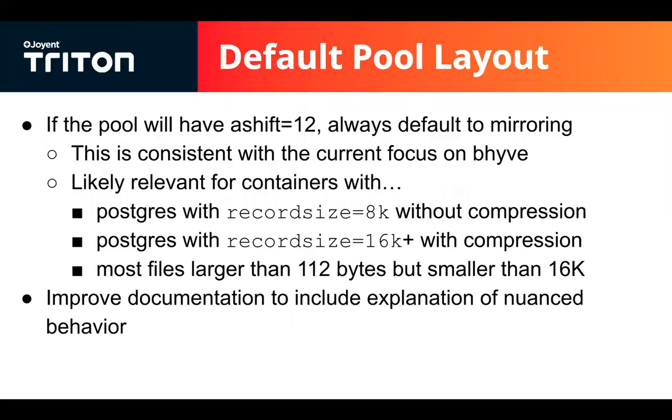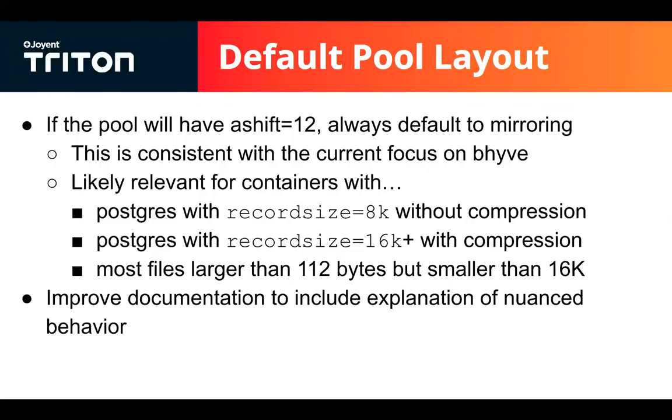We might also want to take a look at the way that we're doing our default pool layout. So if the pool has an ashift equals 12, then maybe we want to always default to mirroring. It's worth a discussion. And this is not relevant just to bhyve and KVM, but also if we're running large Postgres databases with record size set to something kind of small, we could be having the exact same problems.